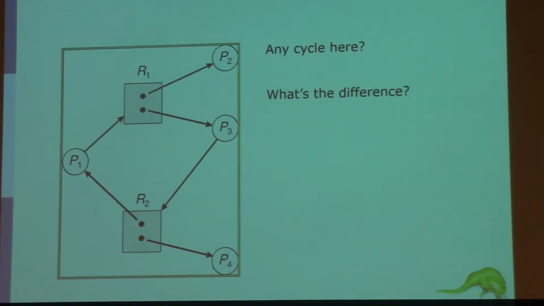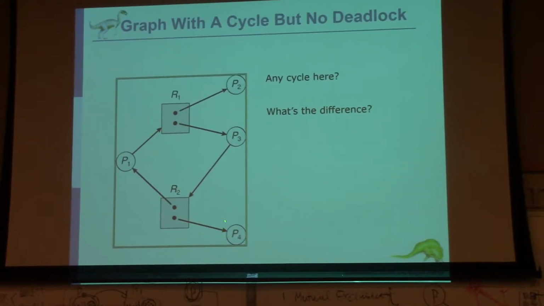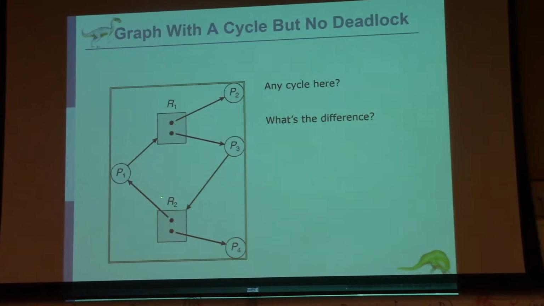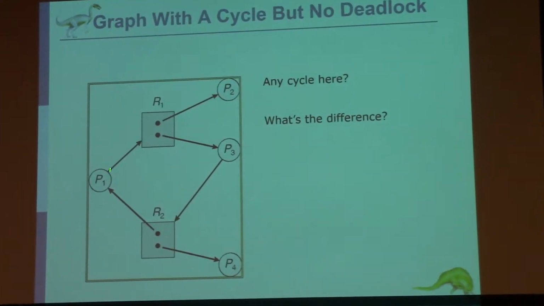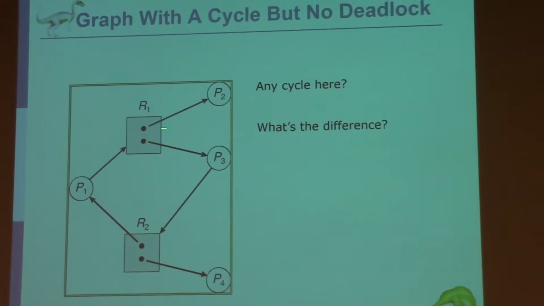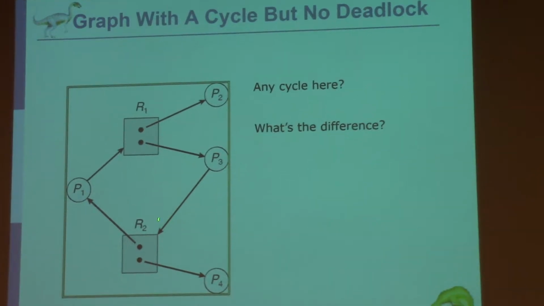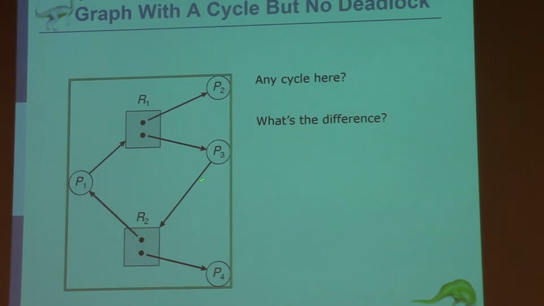So we have 4 processes and 2 types of resource. Each resource type has 2 instances. Like P1 is holding one of R1 and requesting R2 and requesting R1. And P2 is holding this one. So first, is there any circle here? Yes, we can find a circular way here.